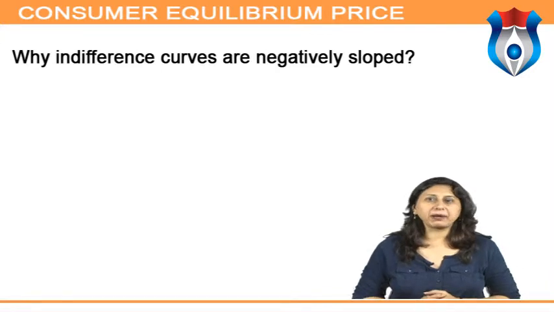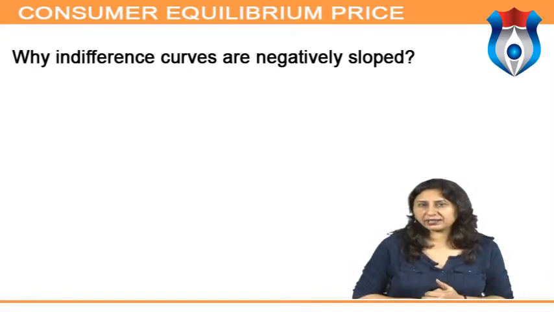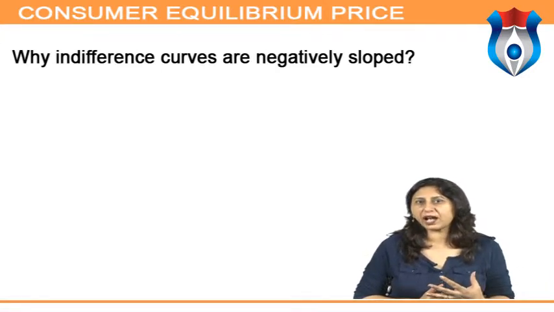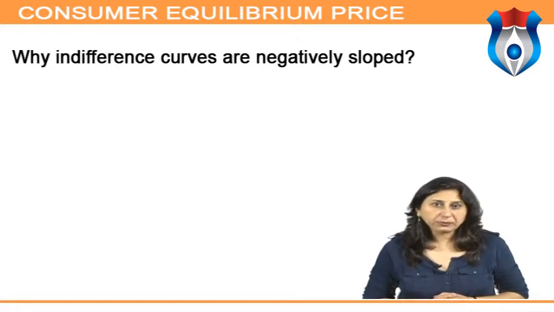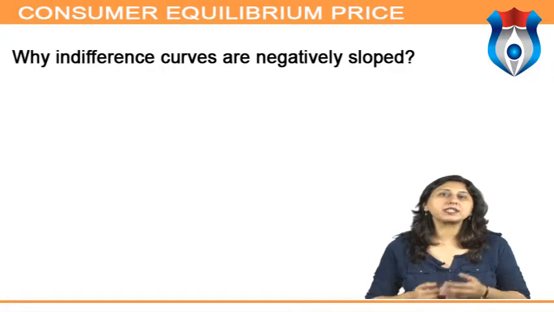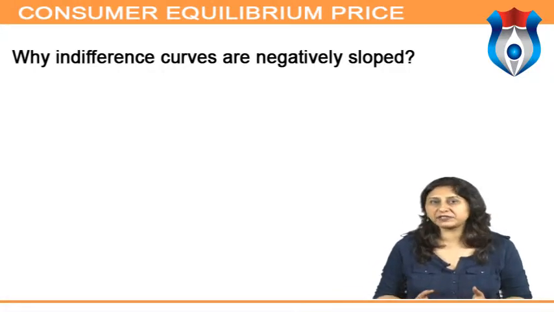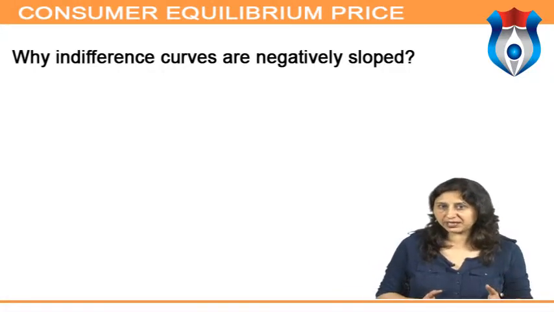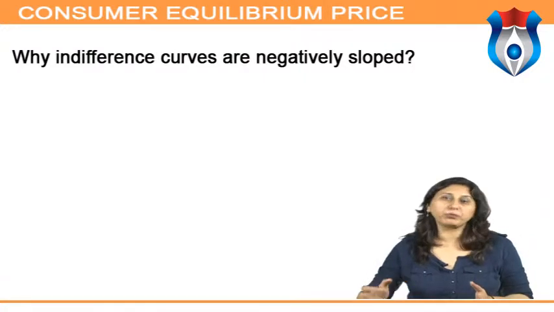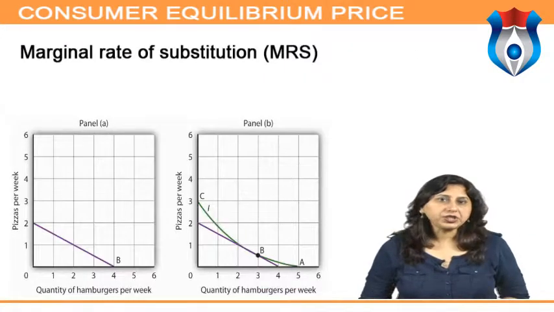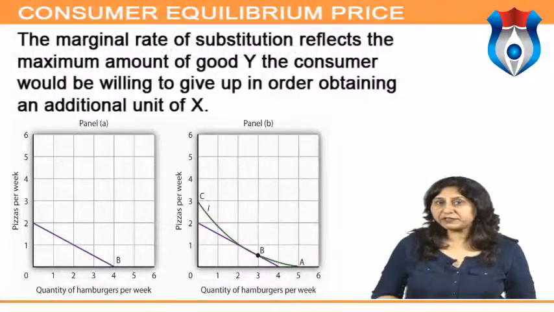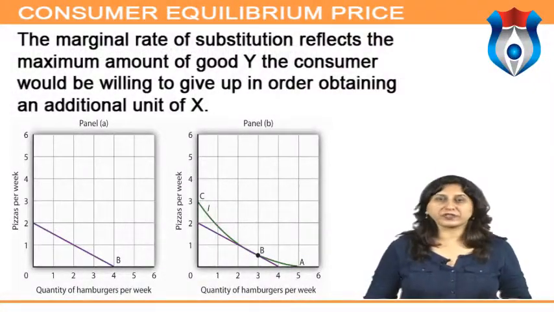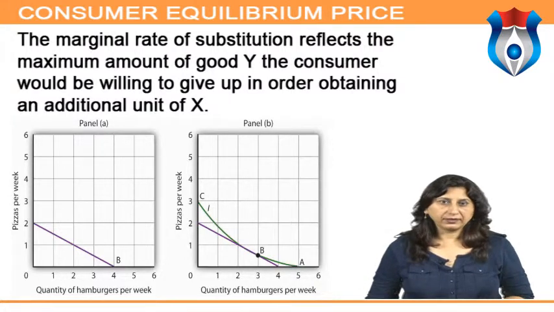After discussing the above topics, one must think about why indifference curves are negatively sloped. Indifference curves cannot be upward sloping because the consumer cannot be indifferent between 2 commodity bundles if one has more of both goods. Marginal rate of substitution, MRS. Now we will move further and study marginal rate of substitution, MRS.